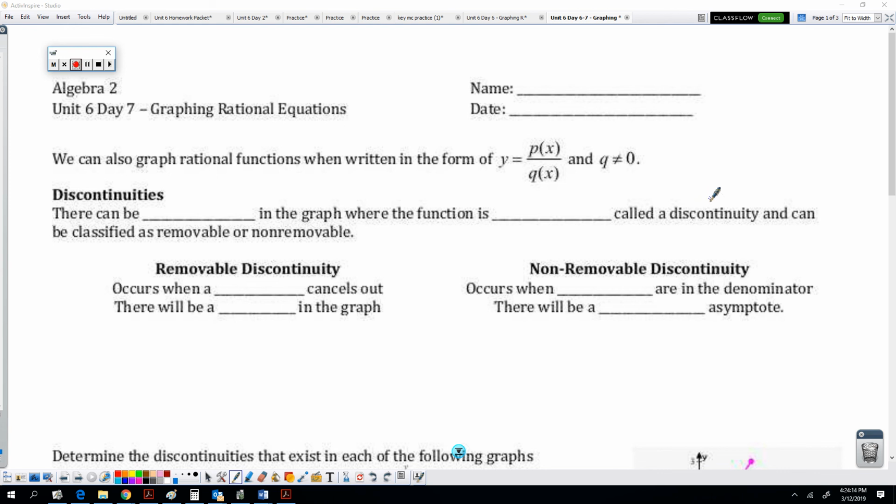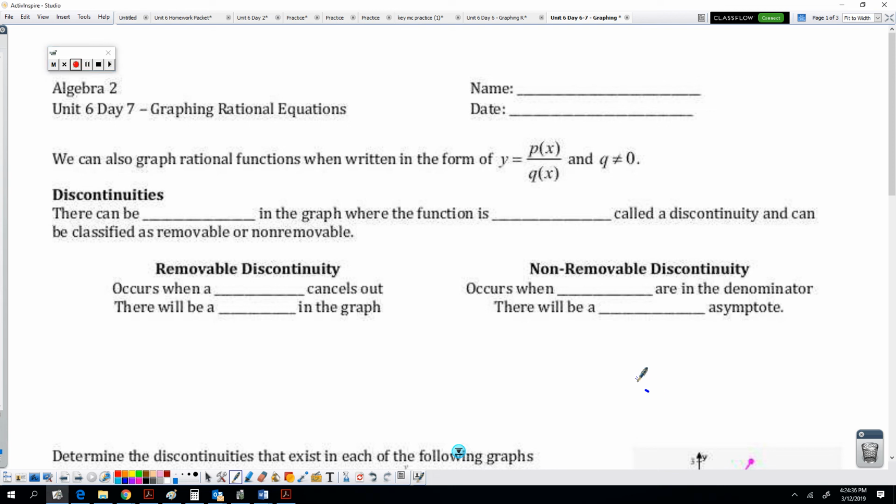All right, welcome to part 2 of graphing rational equations. We can also graph rational functions when it is not in the HK form, like we did in the previous video. If you notice, we just have a fraction over a fraction, and we know your q, which is on the denominator, can never equal 0.